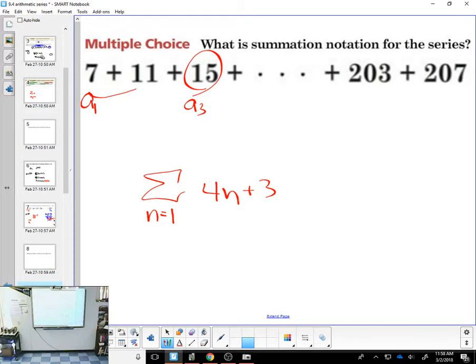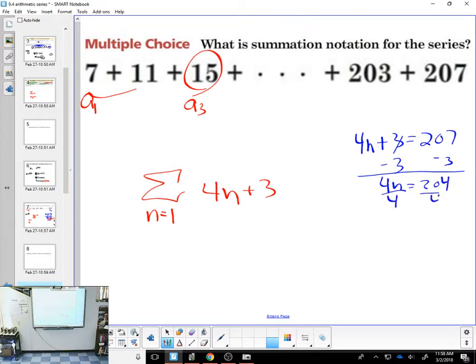Okay? So, let me show you what I'm going to do. This formula works, does it not? Yeah. So I'm going to ask my formula, hey, when does 4n plus 3 equal 207? So I take away 3 from both sides. I get 4n is equal to 204. Divide both sides by 4. That means that when that happens, n was 51. That means that this is a sub 51. I want you to go from a sub 1 all the way up to a sub 51.